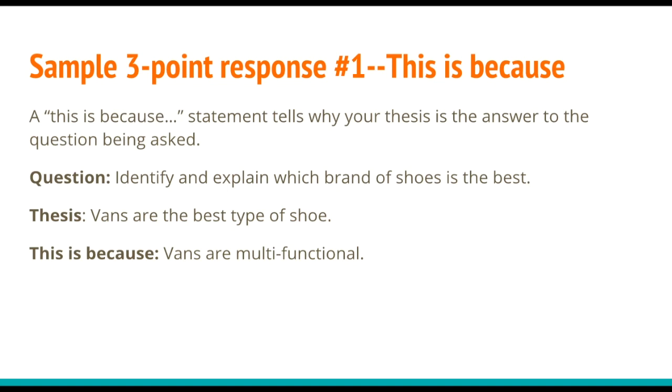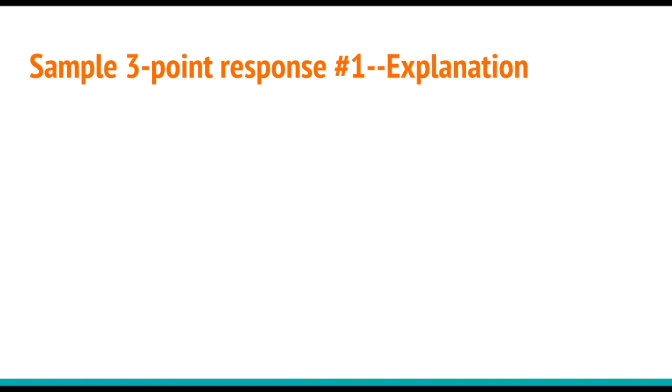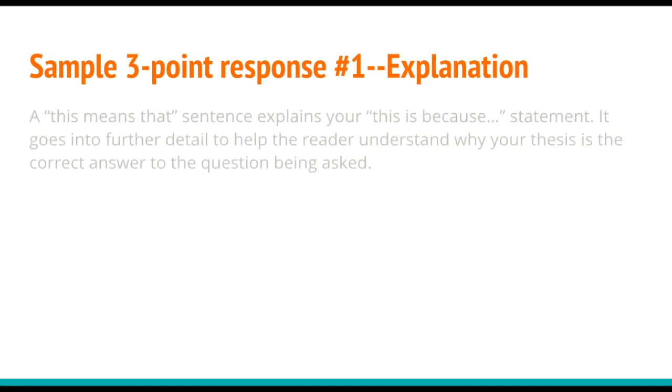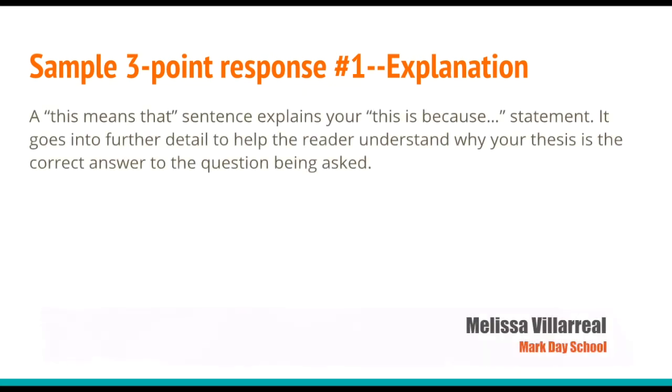So, why are Vans the best type of shoe? Because they're multifunctional. I've done my this is because. I've explained why my thesis is the right answer. Now I've got to add my third point, which is an explanation. And I call the explanation sentence a this means that sentence. A this means that sentence explains your this is because statement. It goes into further detail to help the reader understand why your thesis is the correct answer to the question being asked.